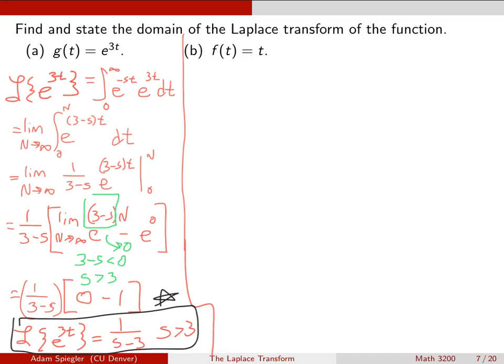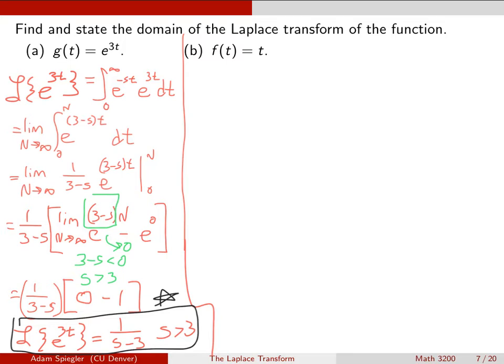Okay, and you can think to yourself, well, what would happen if I had e to the 8t and I took the Laplace transform of e to the 8t? You can convince yourself that yes, you would actually get 1 over s minus 8 as long as s is bigger than 8.